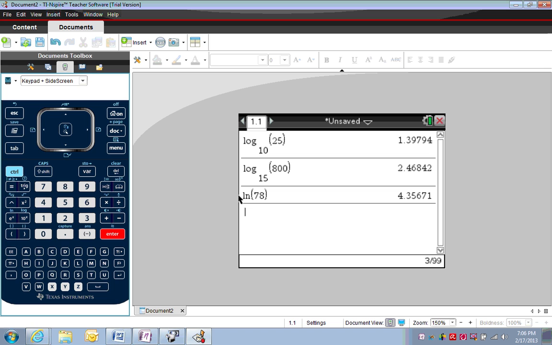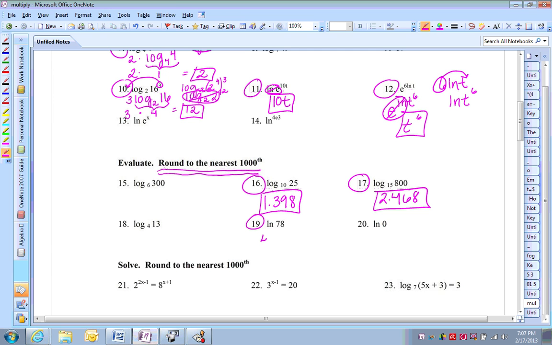is 4.35671. Now I have to round to the nearest thousandths. So I look at the 4th decimal place out and it's a 7. So that means, because it's greater than 5, I have to bump my thousandths place up. So this now becomes 4.357 is my answer.